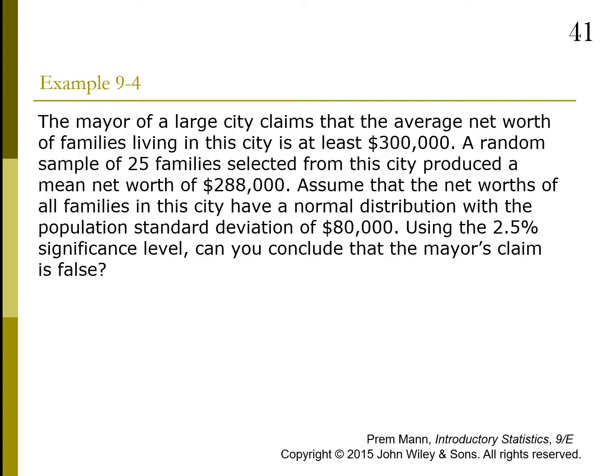It talks about the mayor of a large city who claims that the average net worth of families living in his city is at least $300,000. So there was a random sample of 25 families that were selected, and their average net worth was $288,000. We want to assume that the net worth of the families in the city has a normal distribution, and we have a population standard deviation given to us of $80,000. Using a 2.5% significance level, we're going to see if the mayor's claim could be considered true or false.